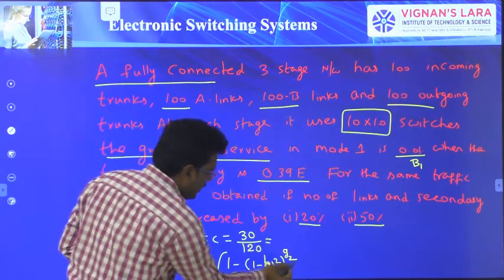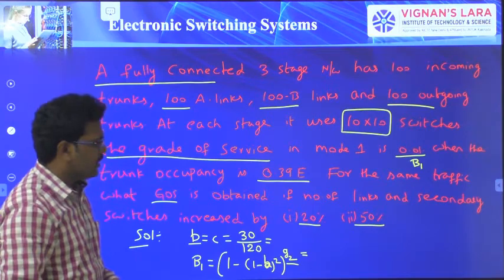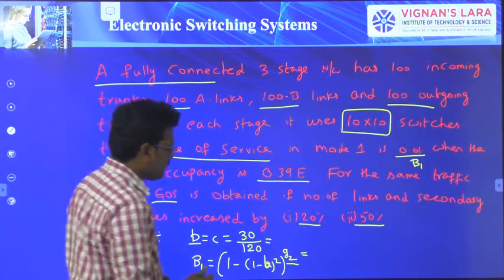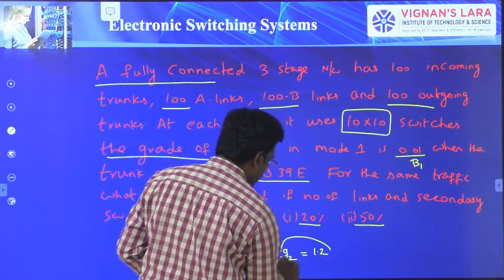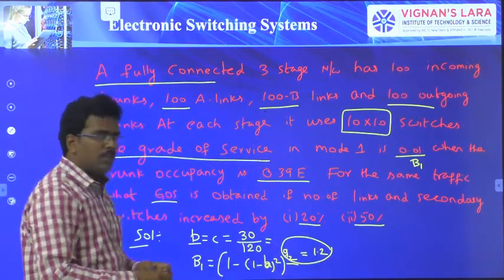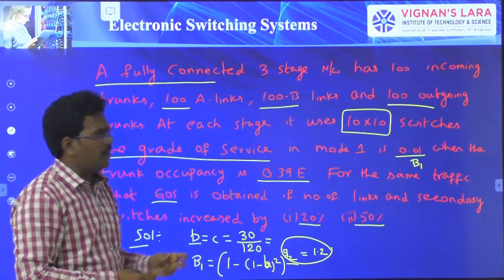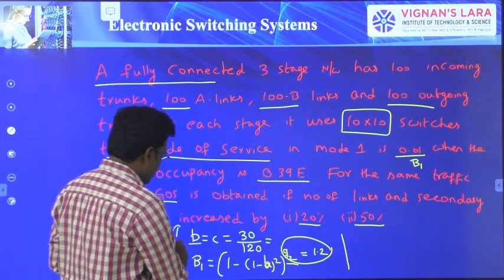What is the value of G2 here? G2 is increased by how many percent? It is 20%. So this becomes 1.2. G2 is equal to 1.2. Simplify it to get the value of blocking probability or grade of service for mode 1. Similarly, this is for the first case.